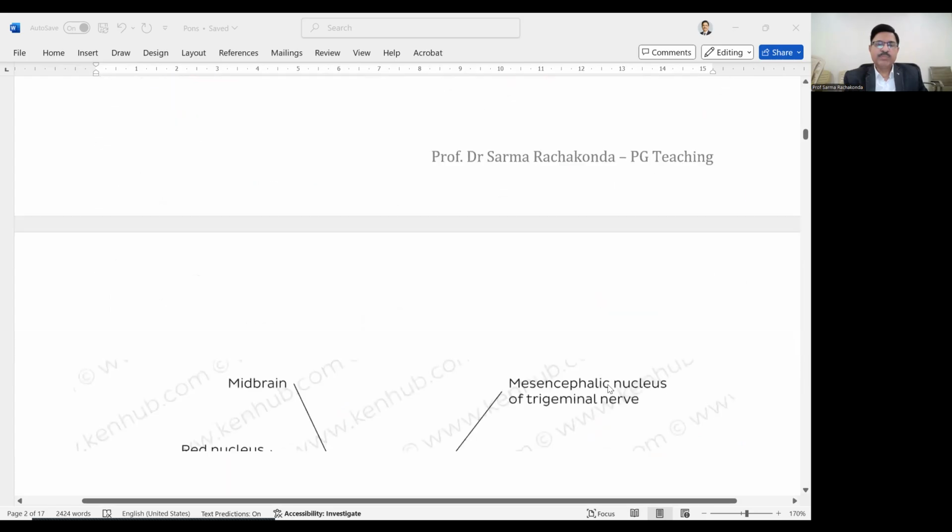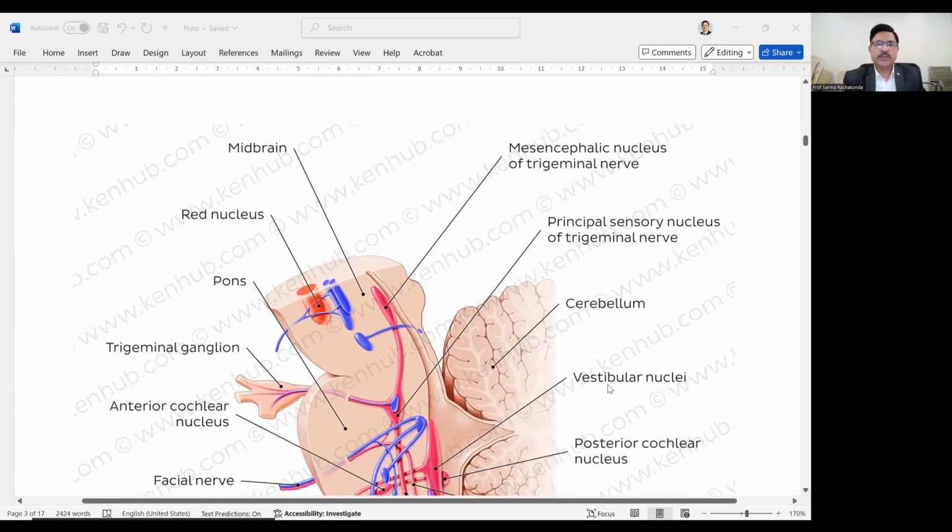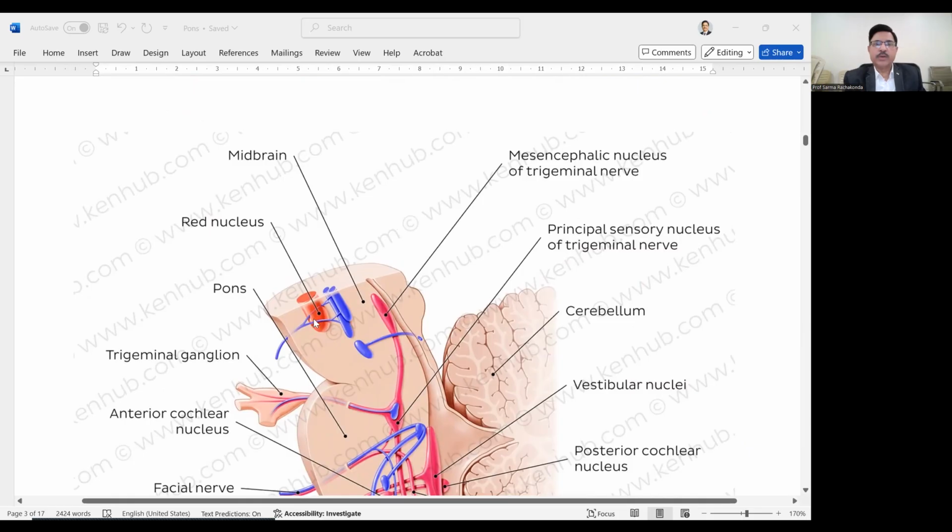Okay. Now, let us see that. So, first of all, the midbrain there, and there is a red nucleus there, which is related to coordination, and you have got the mesencephalic nucleus of the trigeminal nerve. Why is it called mesencephalic? Trigeminal is supposed to be in the pons. It has got no business to go to the midbrain or the mesencephalon, but part of the trigeminal nucleus ascends upward. That is why it is called the mesencephalic nucleus of the trigeminal nerve.